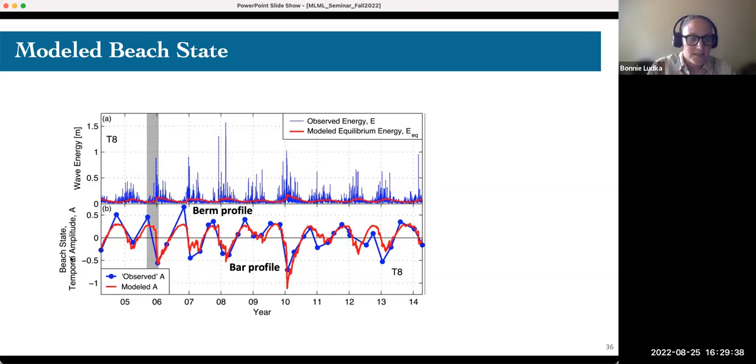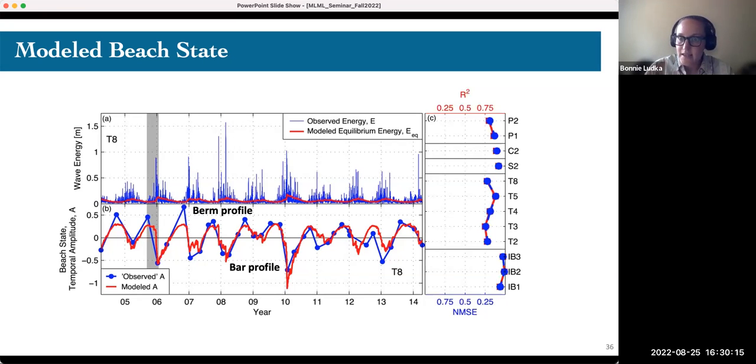Okay. So in the bottom plot, you have a time series of beach states. This blue time series is extracted from that first mode EOF from the temporal amplitude, where the positive values are showing a beach in a berm profile, and the negative values are showing a beach in a barred profile. And the red is our model. And in sediment transport land, we think that this model actually behaves quite well. So we were pleased. We thought that was really cool.